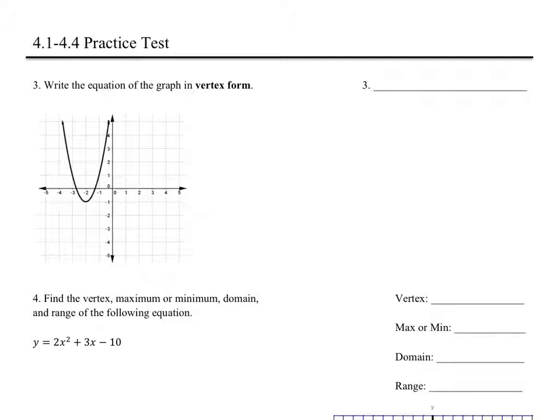Next problem, first I have to know, writing this in vertex form, what vertex form is. So this is my vertex form. You have to know that. So I have to figure out what my h and k are. H and k is the easiest one because that's my vertex.